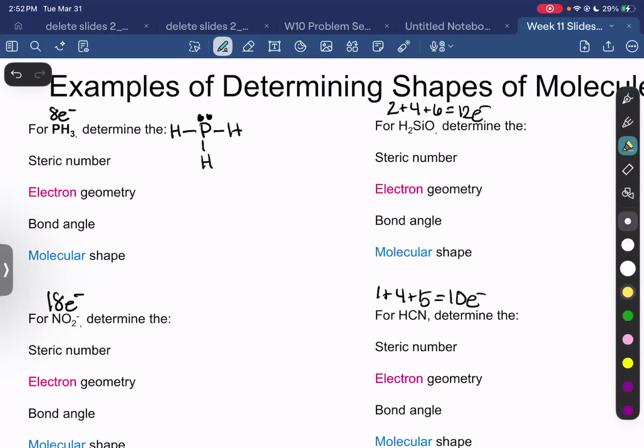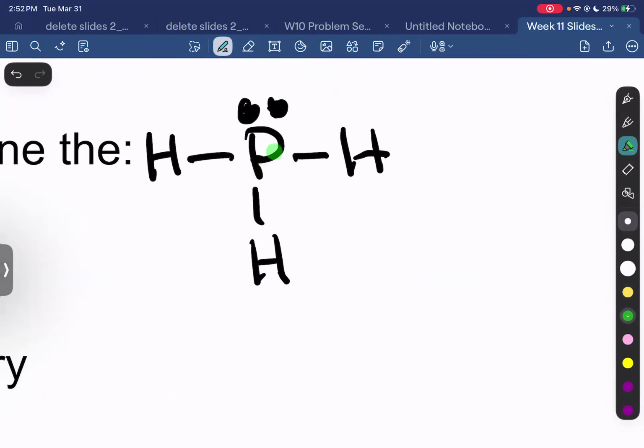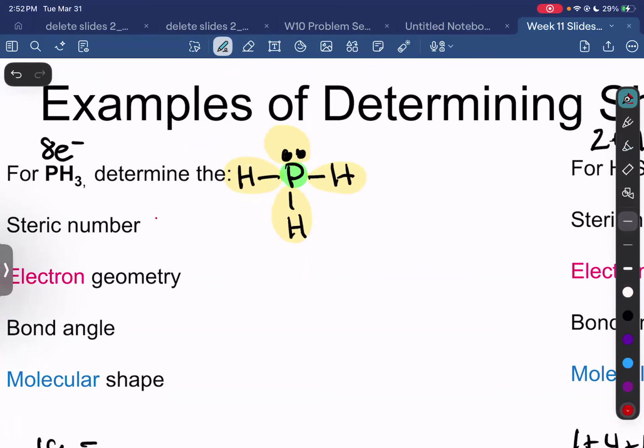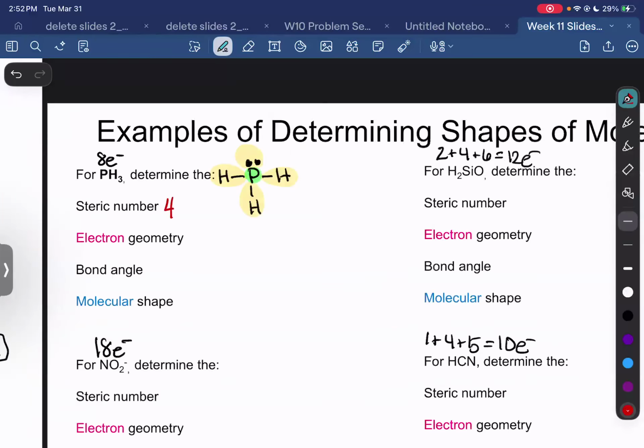First, steric areas around phosphorus. So phosphorus is our central atom, right? It's the atom that's in the center. And attached to it, we know lone pairs take up space, right? So that's going to be one area. That's going to be another area. That's going to be another area. And that's going to be another area. So I have a steric number of 4.